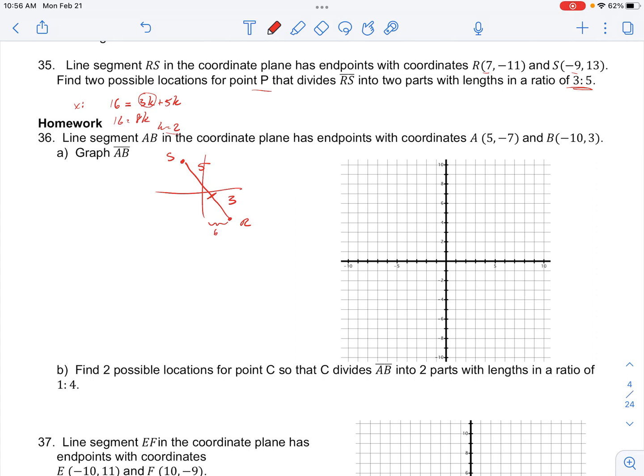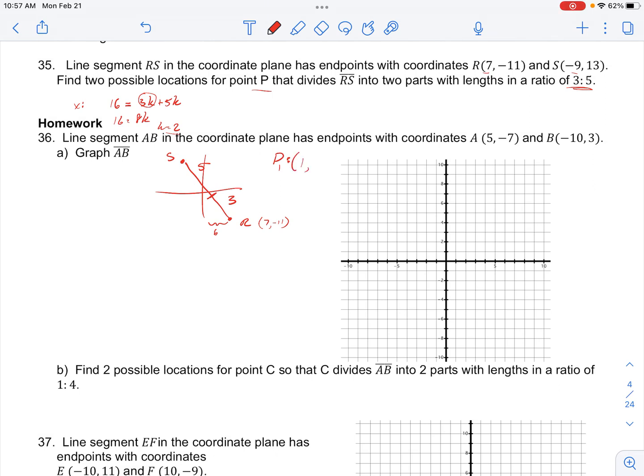In our x direction, this will be the x of R, which is 7, so that'll be 7 minus 6. So the x coordinate of P1 will be 1.